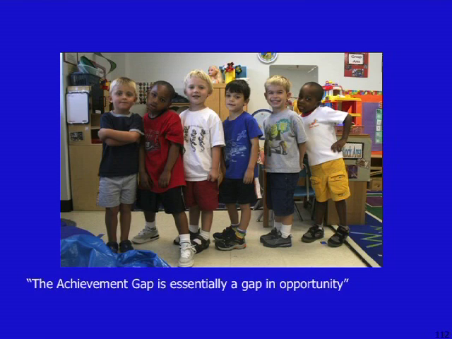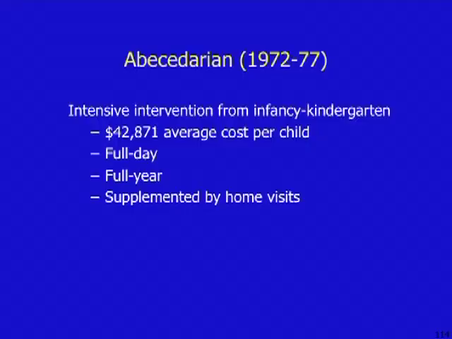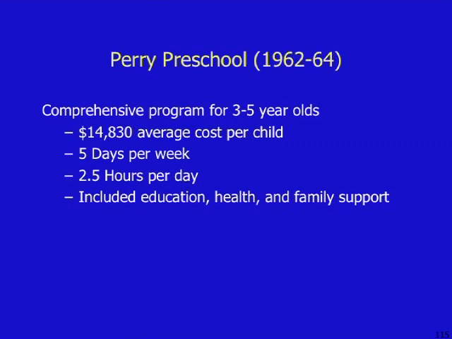The achievement gap actually increases across the course of public schooling. Old interventions that were successful, Abecedarian, cost $42,000 a kid. Perry Preschool, $14,000 a kid. And they targeted parents, but it was expensive. These guys hold on to their gains 50 years later. They're still studying these guys.